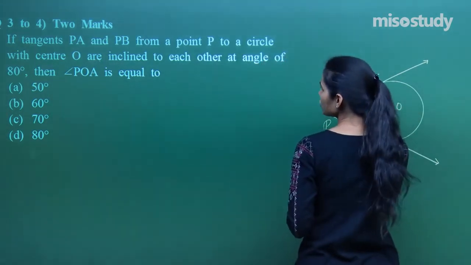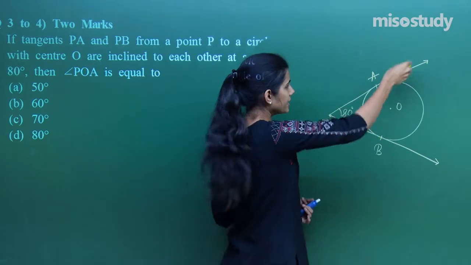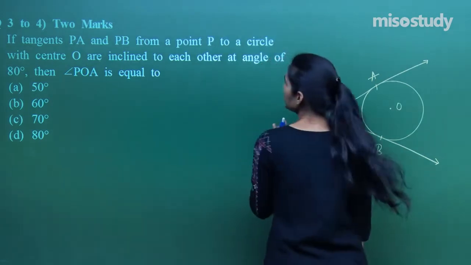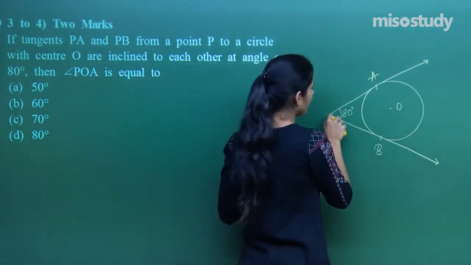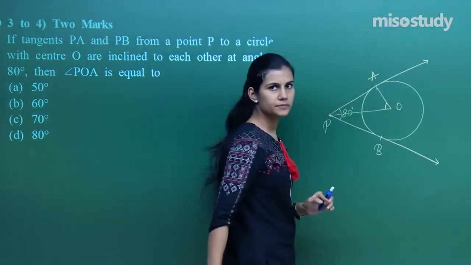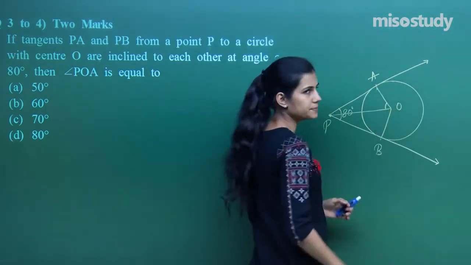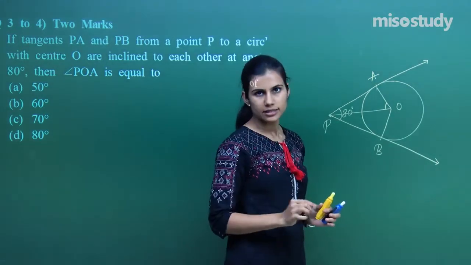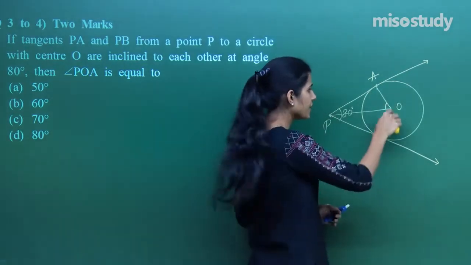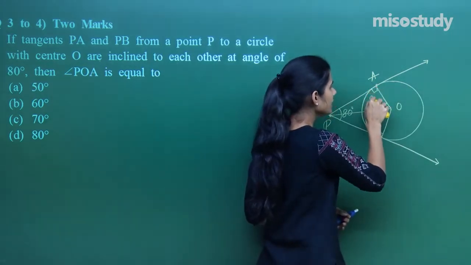They are inclined to each other at an angle of 80 degrees, that means this angle is given to you as 80 degrees. They are inclined to each other at an angle of 80 degrees, that means the angle which these two tangents are forming is 80 degrees. Angle POA, I am supposed to find this angle. Okay. Now just like you joined O with A, join O with B as well. We have already done this, as I have been saying in the past two questions also, that the radius of a circle is perpendicular to the tangent through the point of contact. This is 90 degrees. Similarly, this is also 90 degrees.